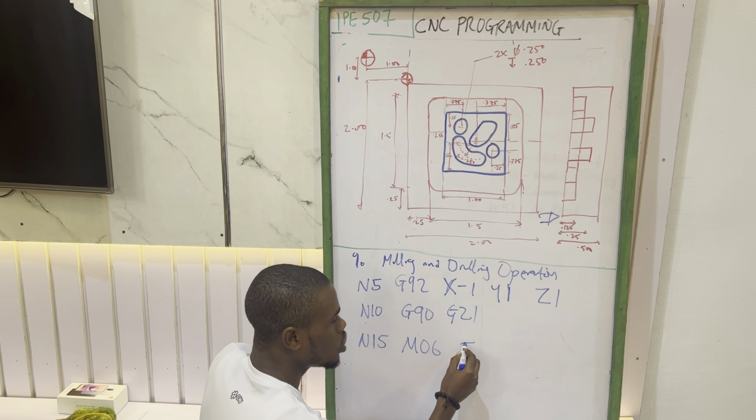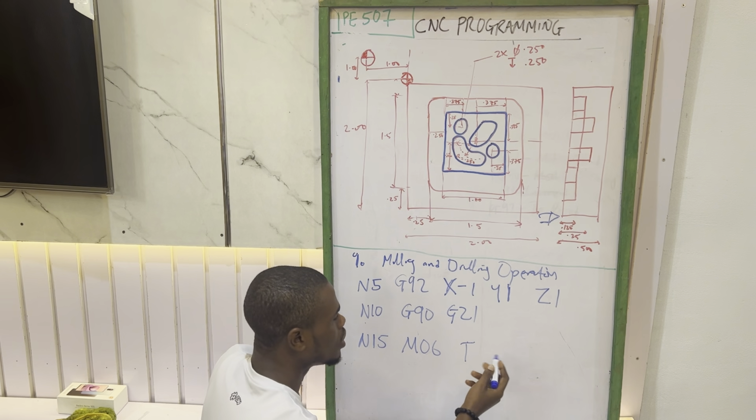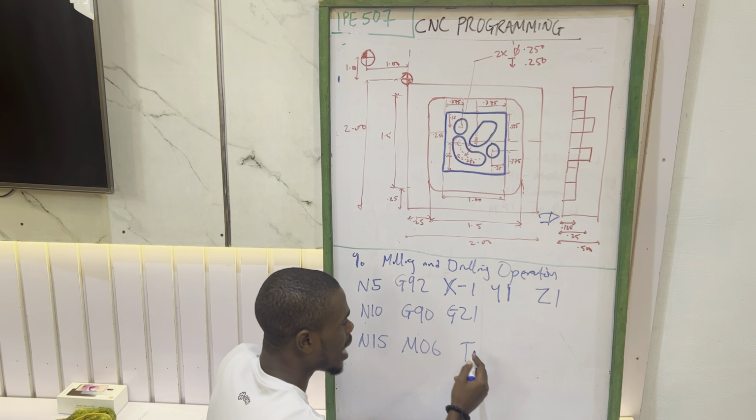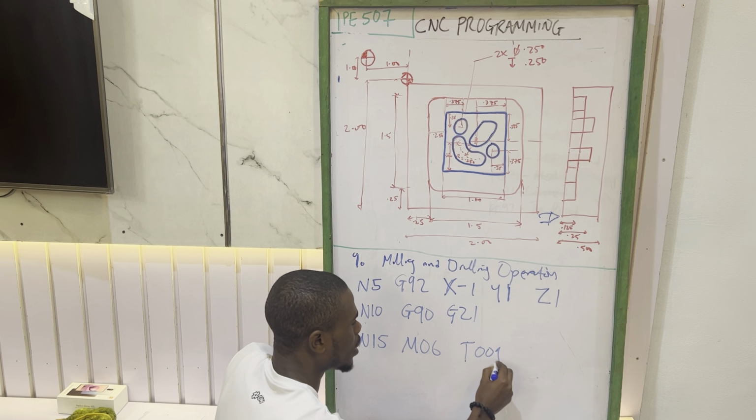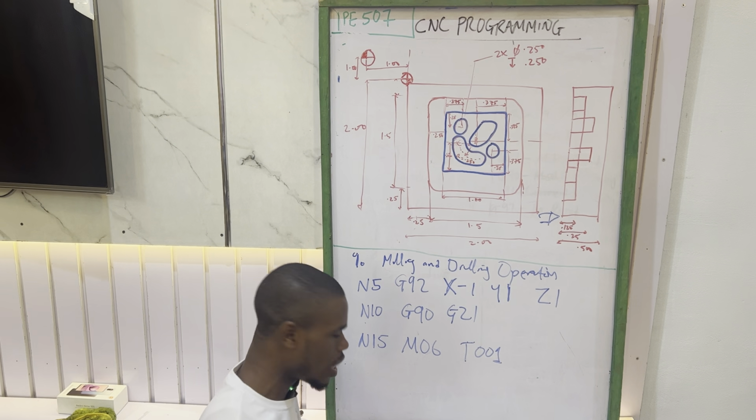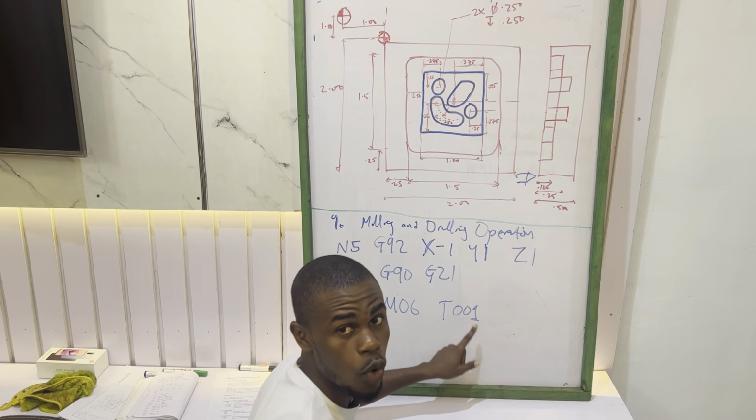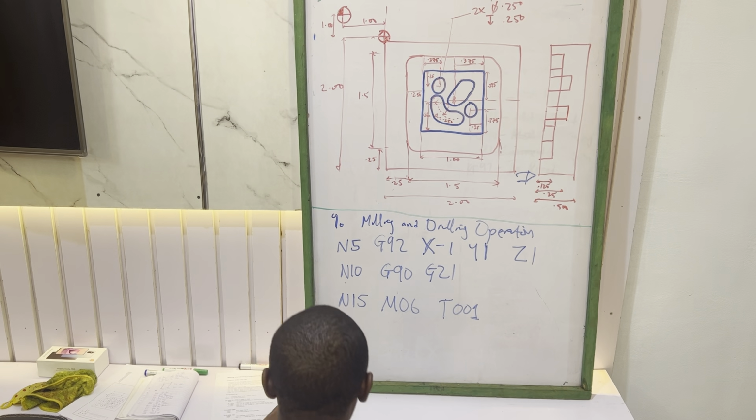Let's say, letter T is for the name of the tool we want to work with. You can have any letters anyway, but T is specifically used. So it can be T001. So we have changed the tool to T001. T001 is the name of the cutting tool we are working with.